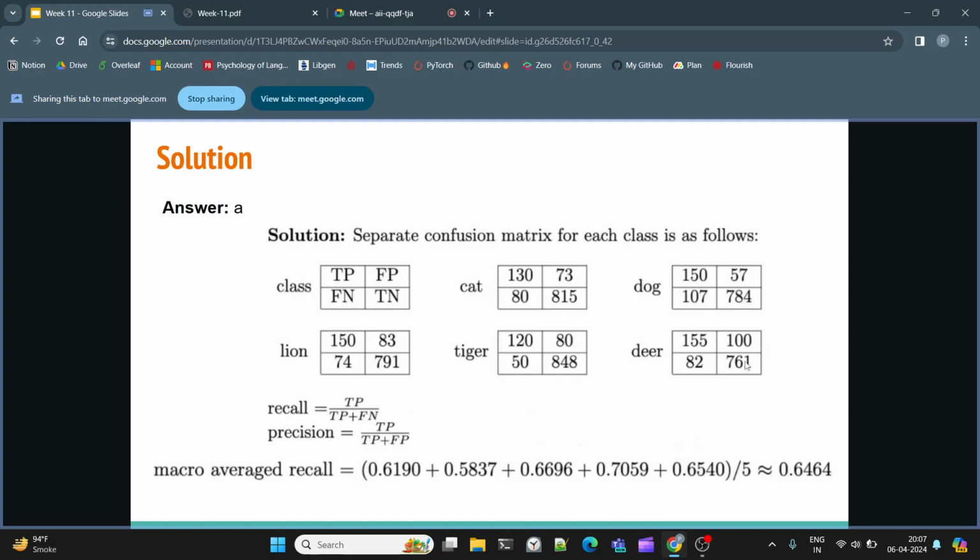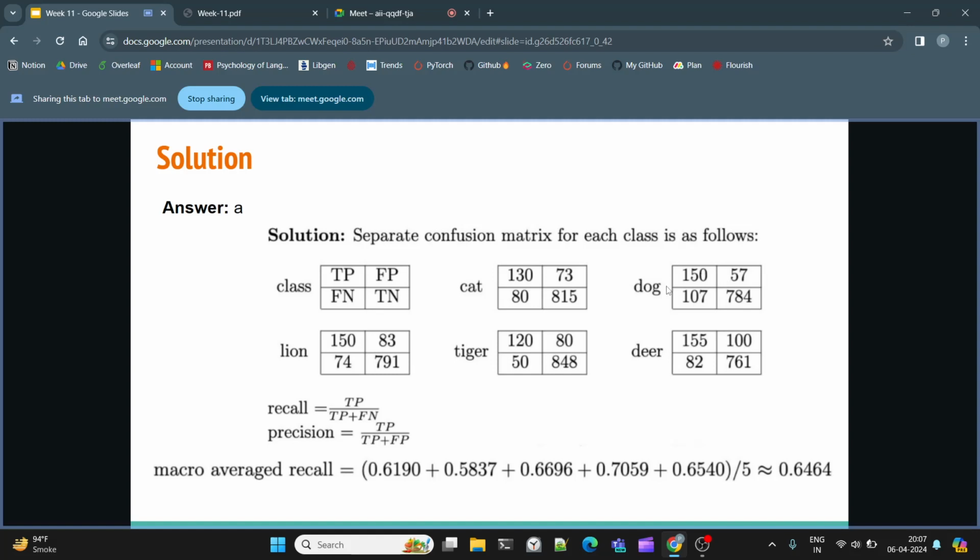We computed this table in the last problem itself. Now instead of precision, we are computing the recall. So recall is true positive divided by true positive plus false negative. That is, we are now summing the columns. First we compute the recall values for each of the 5 classes. So what would be the value of recall for cat? It would be 130 divided by 130 plus 80. That would give us this value.